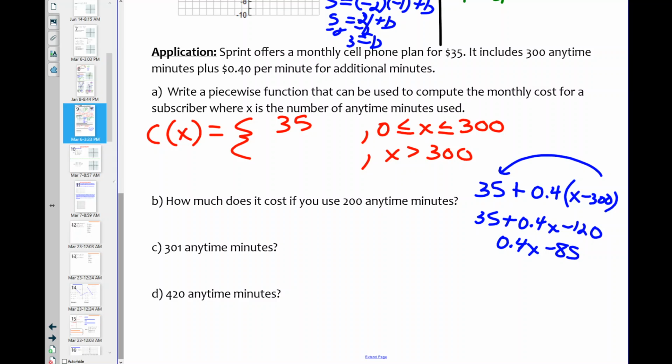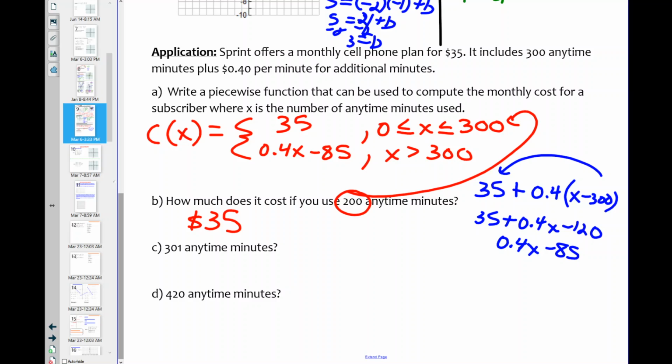What's 35 minus 120? Should be negative 85, right? Alright. So this will be 0.4x minus 85. That's in simplest form. How much does it cost you if you were going to talk for 200 minutes? Where would this 200 fall in my domain? Where would it fall? It would fall on the first part, with the first piece, which is the constant. It would just be 35 bucks.